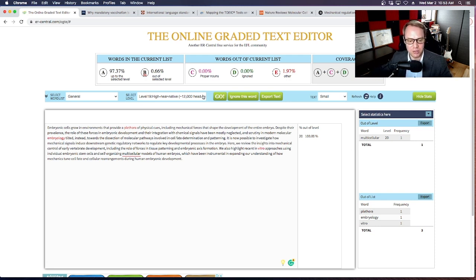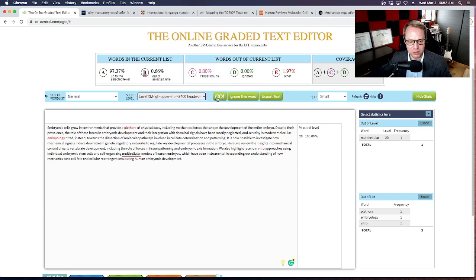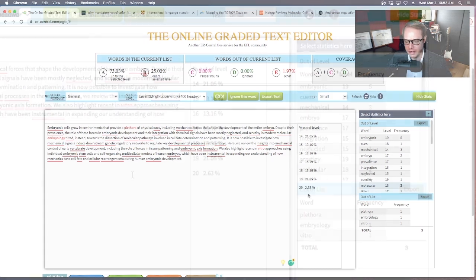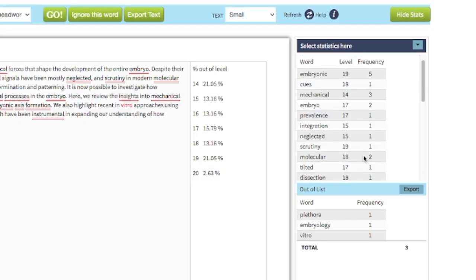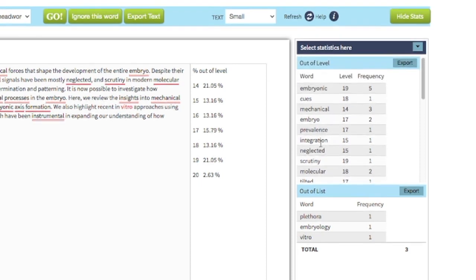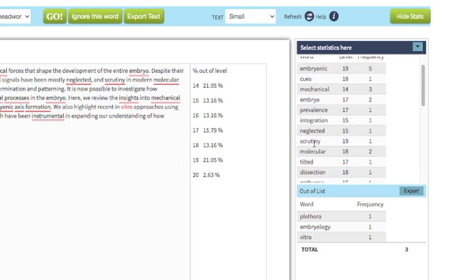So the good thing that you can do with this is, let's say we're dealing with high to upper intermediate level readers or English speakers, what we can do now is find all of the words. Again, 25% fall out of that selected level. We can find all of the words that might be difficult for your students if they were to try and practice this reading. So you can extract those right here.